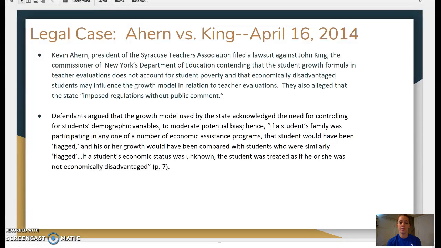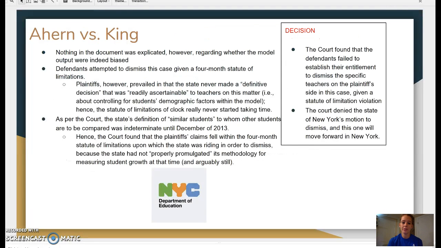So the defendants, the state of New York, basically argued that the growth model used by the state did acknowledge the need for controlling students' demographic variables to moderate bias. They said if a student's family was participating in economic assistance programs, the student would be flagged, and his or her growth would be compared to other flagged students so as not to affect a teacher's evaluation. If it was unknown, the student was treated as if they were not economically disadvantaged. However, nothing in the document explained or confirmed whether the model outputs were indeed biased or if that could affect a teacher's rating.